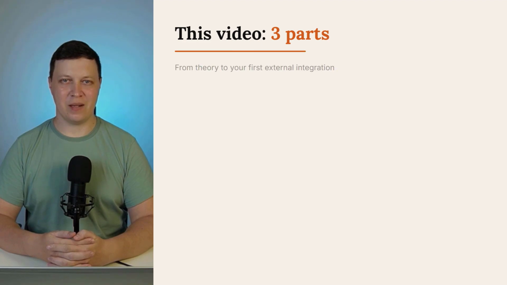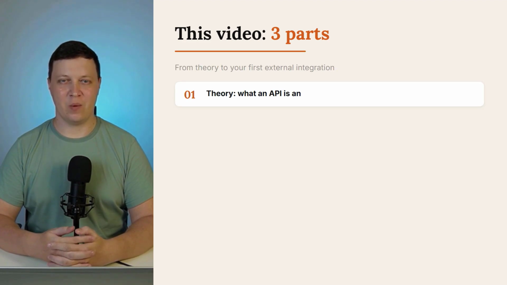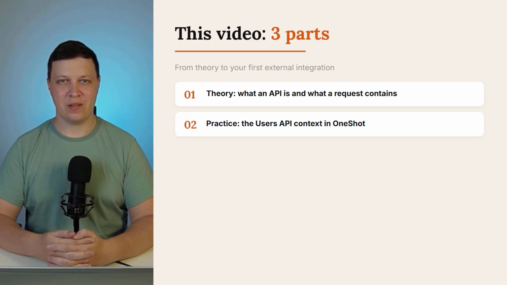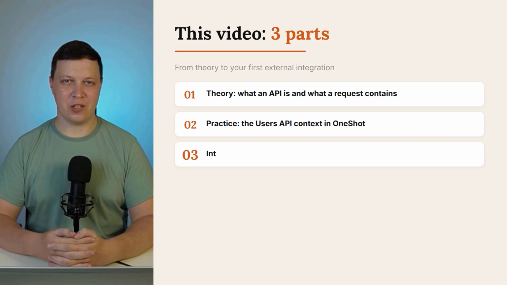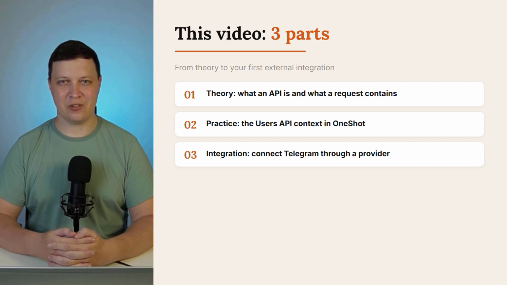Here's our plan for today. We start with theory, what an API is, what a request is made of, which methods exist, what a response looks like. Then practice. We'll take the users module in OneShot, it already has an API context, and go through how it's structured and how to work with it. Third part, we connect Telegram. When a user is created through the API, the administrator gets a notification in a bot about the new registration.